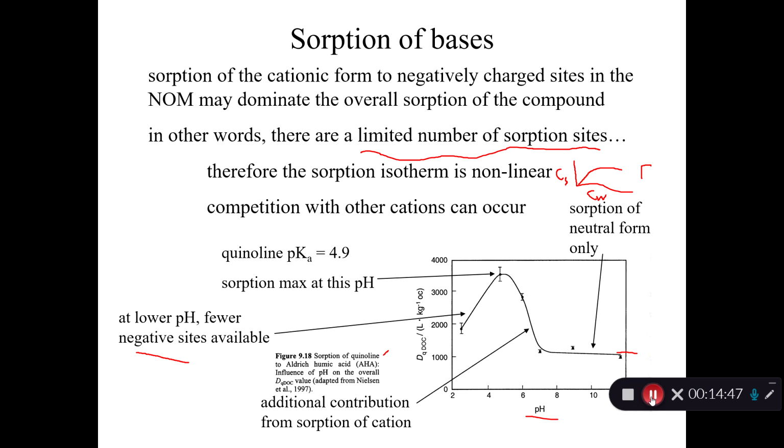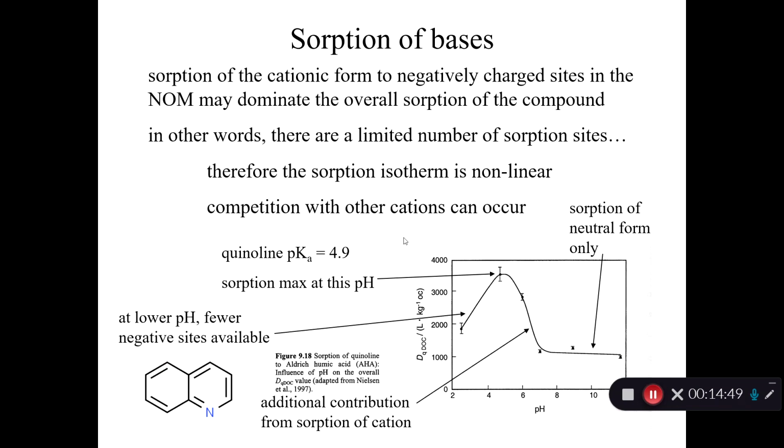So let's try this again. The absorption of quinoline is shown here. It's a base, right? So at very, very low pHs, the quinoline is protonated, it's positively charged. But the problem is all of the carboxylic acid groups on the natural organic matter are also protonated, and that makes them neutral. They have no charge. So you have a positively charged thing here trying to absorb onto a neutral surface. It's not that favorable, so you don't get a huge amount of absorption.